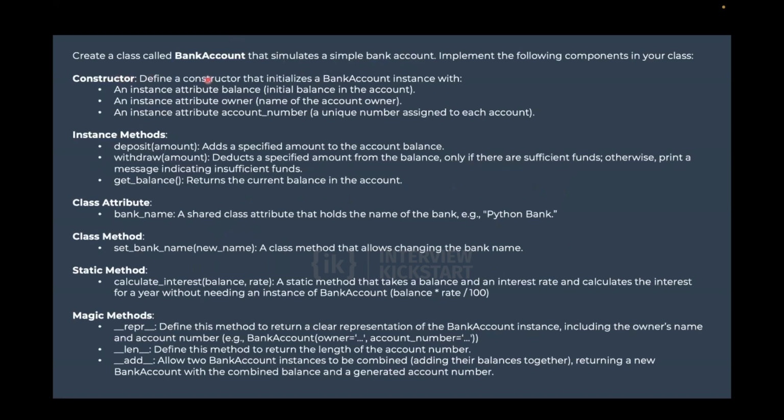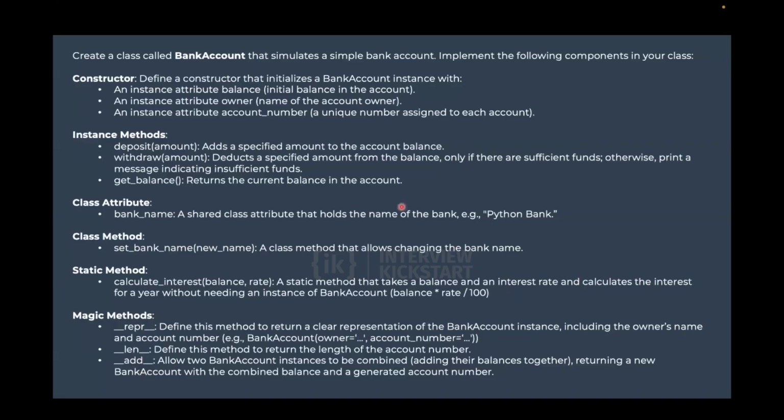It should begin with a constructor to initialize the bank account. And then we have these attributes, so I'm not going to go over them. Then we have these instance methods. We have 3 instance methods which we're going to define for depositing, withdrawal, and to get the current balance. We have a class attribute for the bank name. We have a class method to set the bank name. We have a static method to calculate the interest, given balance and rate. And we have these 3 magic methods that we're going to define.